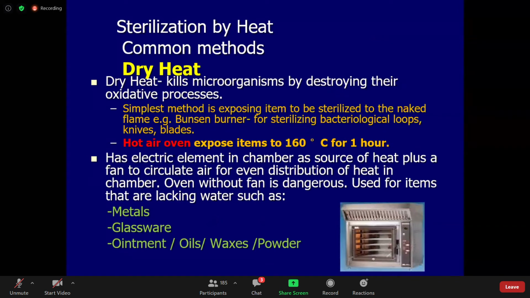Now, when you talk about dry heat, the mechanism is simple: it destroys through the oxidative process, different from moist heat. Moist heat usually causes denaturation of the protein, but dry heat is related to the oxidative process, using either a hot oven or whatever oven you see in the lab. We use it with metals, glassware, some waxes, some powders, some ointments, and so on.